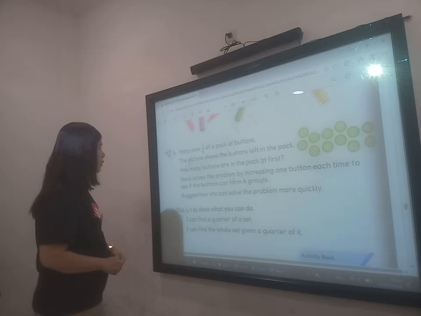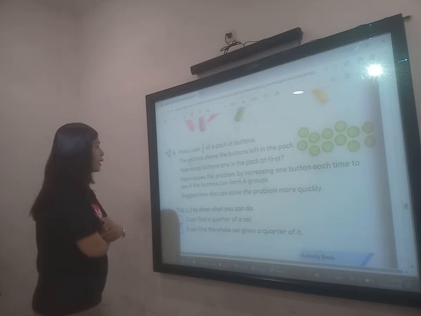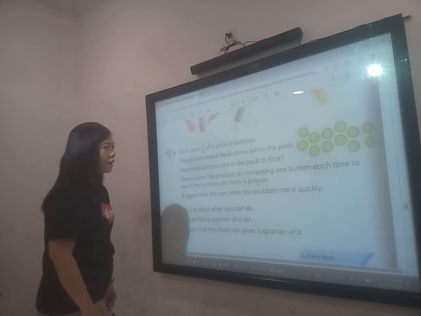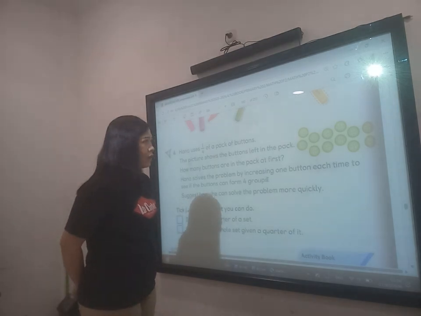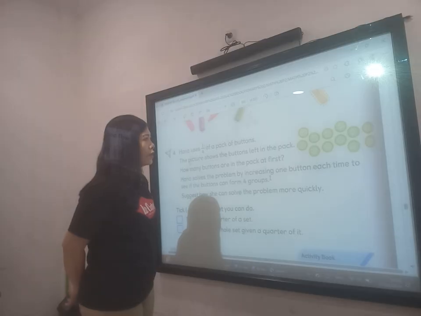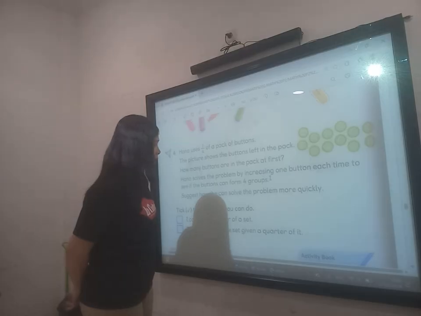Hannah solves the problem by increasing one button each time to see if the buttons can form 4 groups. So she adds one more, so 12 becomes 16. 16 buttons. So what is your final answer? You make me confused here.